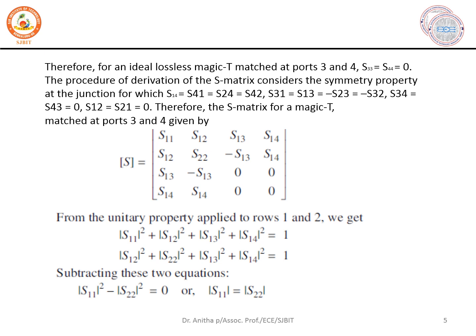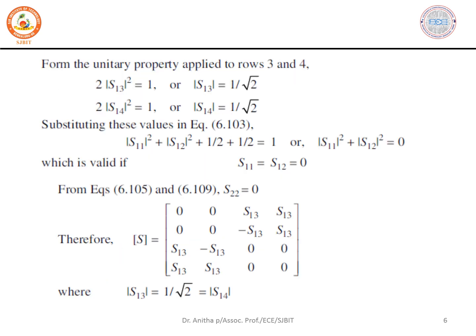In the same manner, the other properties can be determined by applying the unitary property for row 3 and row 4. If I write S13 square plus S13 square, that is the unitary property, equals 1, which gives 2 into S13 square equals 1, so S13 is 1 by root 2. Similarly, S14 is 1 by root 2. So we got the S13 and S14 values.